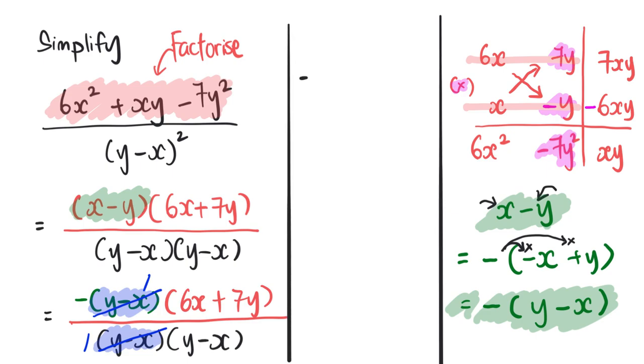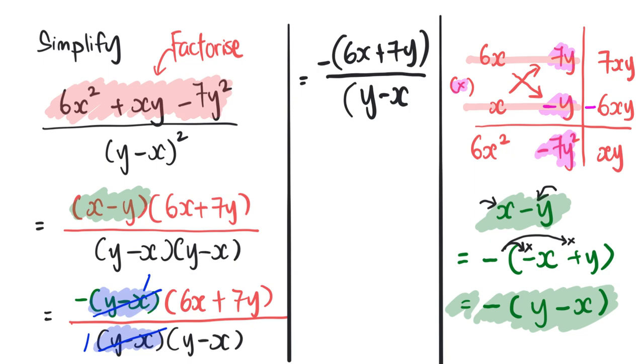So the final answer will be negative 6x plus 7y over y minus x. You can include the bracket to make it clearer.